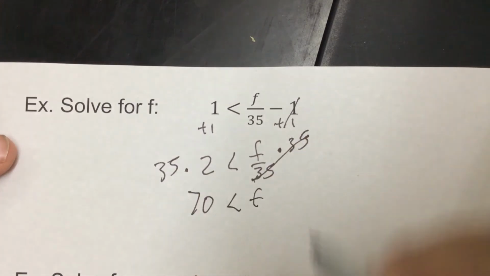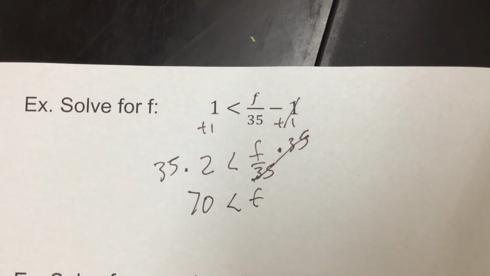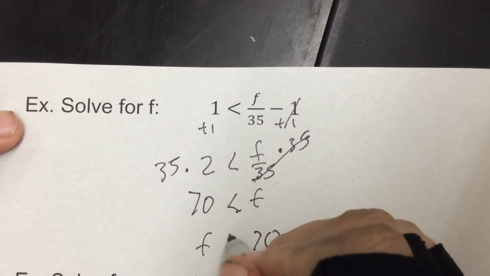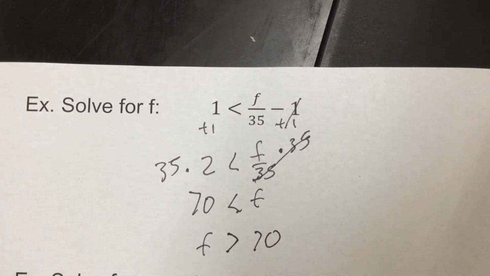Is less than f. Again, we don't really like having that letter on the right side. We always like it on the left side. So we're going to flip these around. And when we do that, we flip the sign around as well.